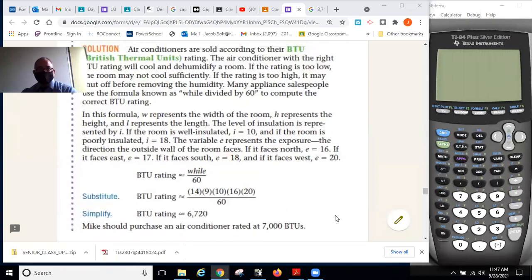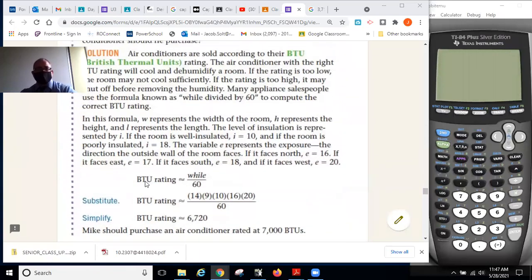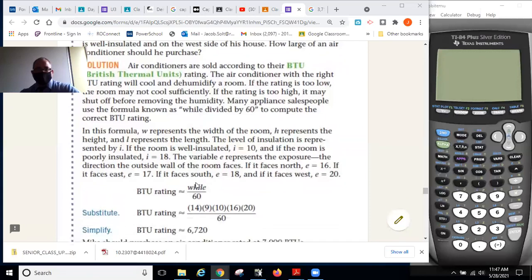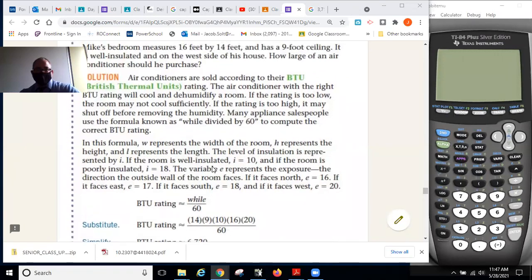So here is how to calculate the situation with Mike in his bedroom. The BTU rating is approximately, that's what that little squiggly equal sign means, it means approximately, WHILE divided by 60. The room is 14 feet wide. He's got a 9-foot ceiling. That's the height, the H. Height is 9. 14 is W, the width.